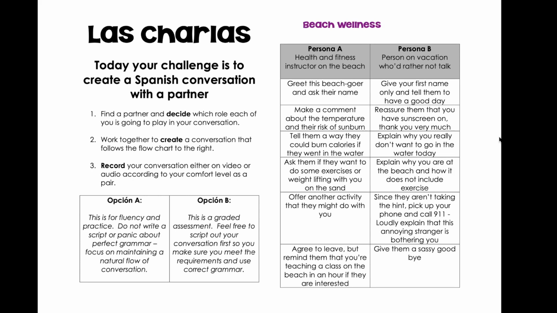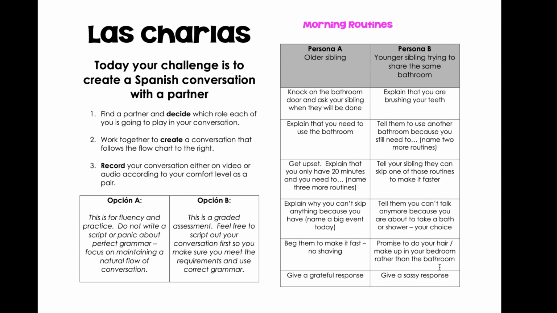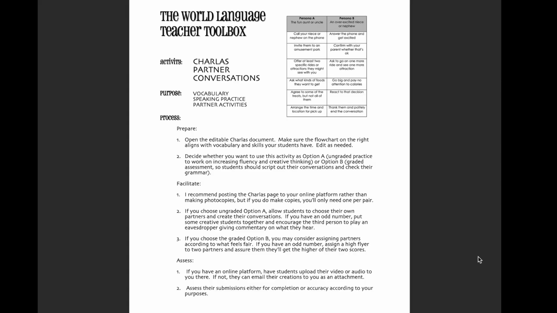Beach wellness, one of my favorites. You've got a health and fitness instructor on the beach approaching a person on vacation who'd really rather not talk and giving them unsolicited advice about sunscreen and exercise and activities they could be doing. I try to make them a little bit sassy, but they're all editable. So if you don't want sass, you can go ahead and take that out. And then morning routines. I picked a classic situation, an older sibling trying to share a bathroom with their younger sibling, and explaining what parts of their morning routine they're doing or need to do and need more time to do. Good way to get in some reflexive verbs.